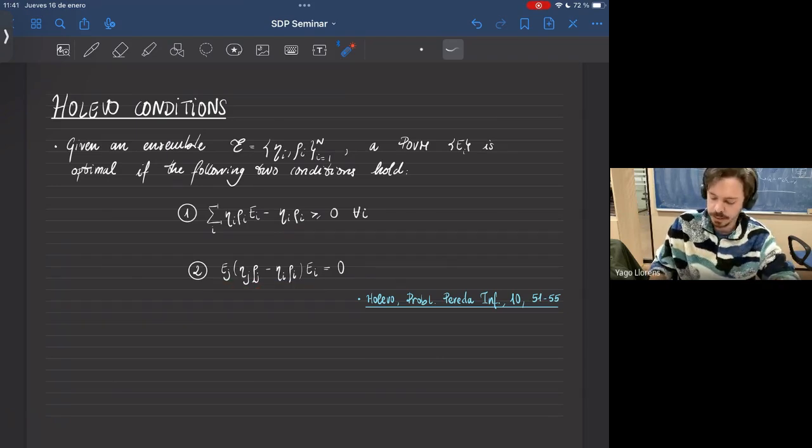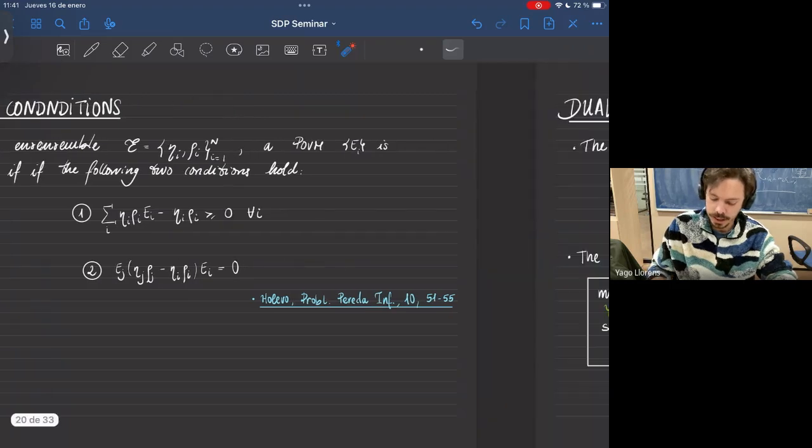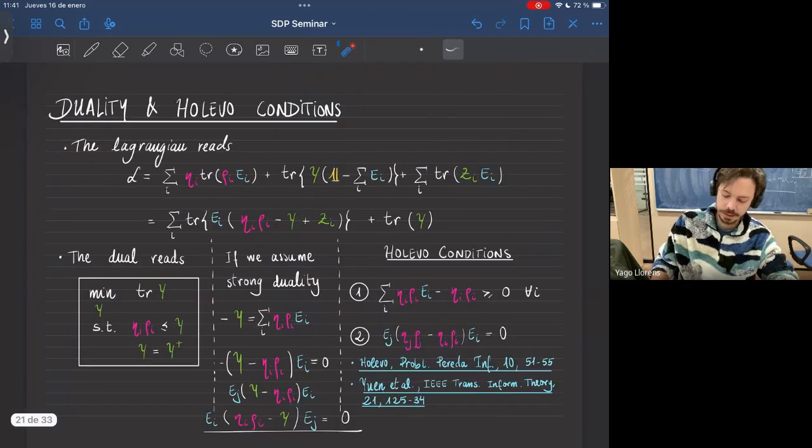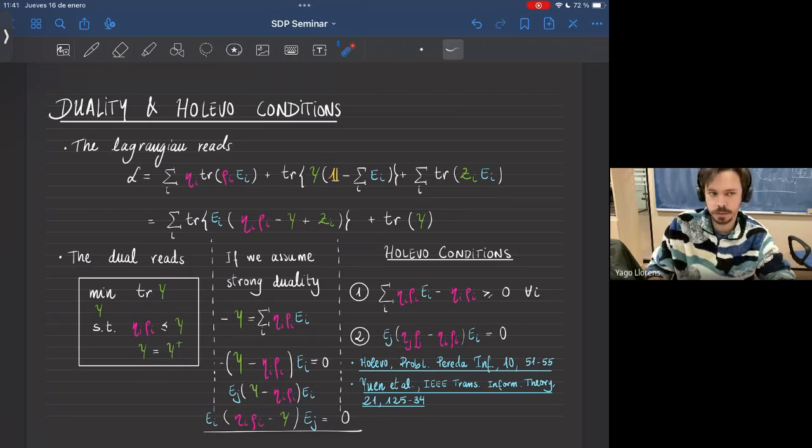At the beginning, this was formulated or discovered without using SDP at all. But later, independently of Holevo, Yuen and collaborators saw that this is just the formulation of an SDP program, a convex optimization problem.